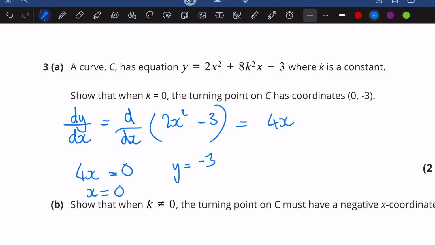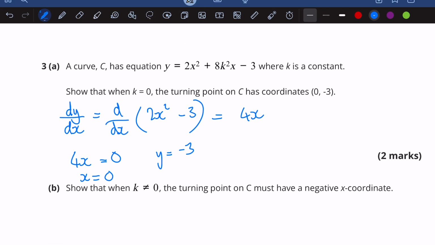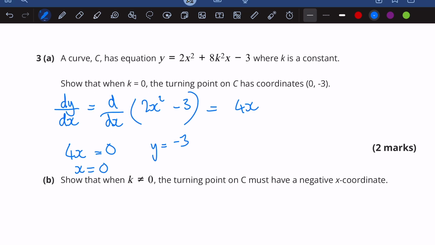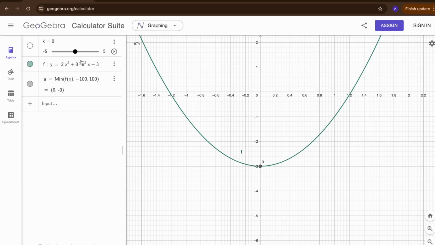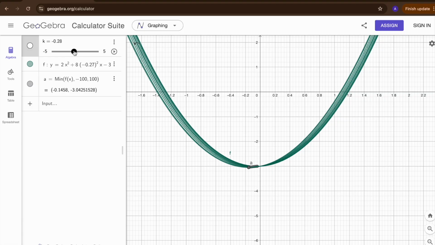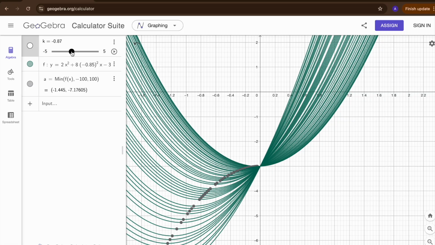Now, that's not particularly difficult, but show that when k is not equal to 0, the turning point on C must have negative x coordinates. Well, let's try to think about what this looks like, and I think a good way to do it is graphically, so I'm going to put it into GeoGebra. I'm going to plot loads of possible values of k, and then you'll see how the turning point is always negative, and then we'll try to justify this algebraically. I'm going to put k in here, and as you can see, I can actually vary k. And this shows you what we're trying to work out.